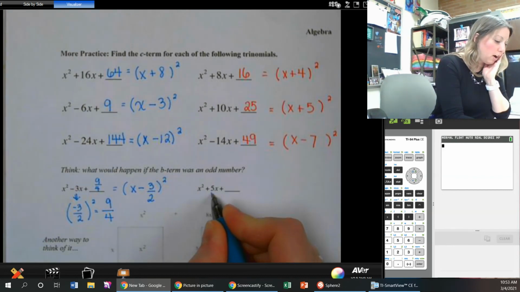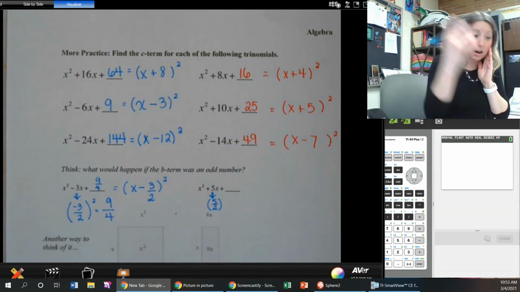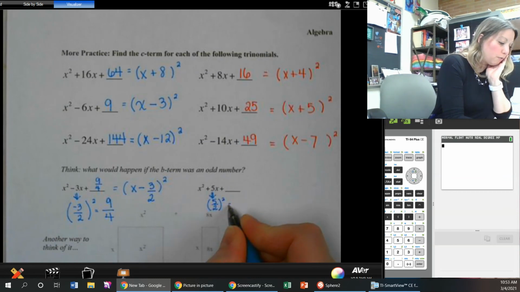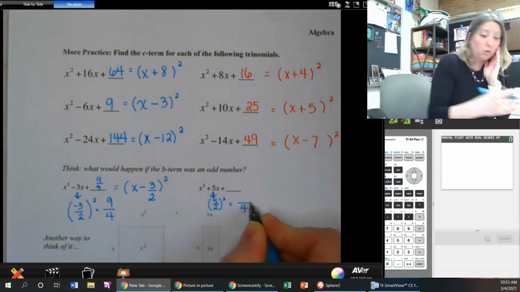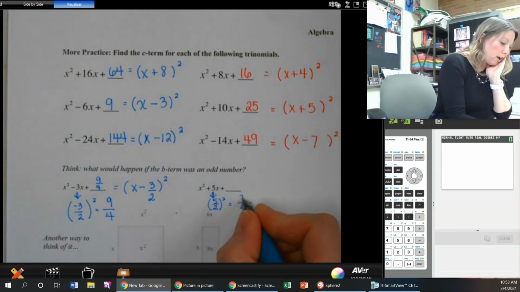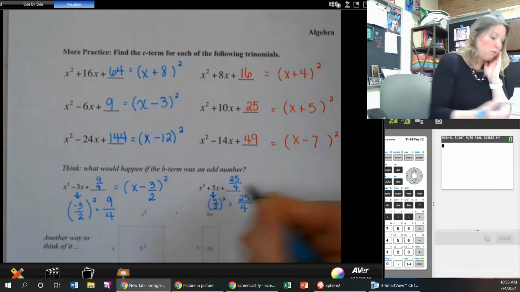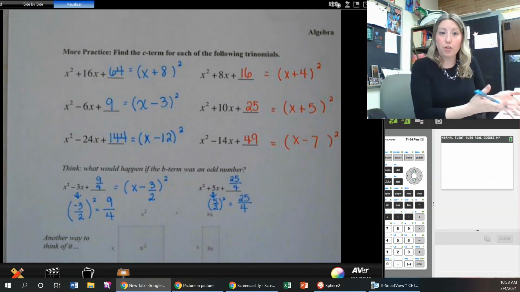So now here's another odd middle term. Take it and divide it by 2. So 5 over 2 now gets squared. And of course, 2 squared on the bottom is 4. So we know that that's going to be the case all the time. But 5 squared is 25 for the top. So really, we could have just said 5 squared over 4 for that blank.